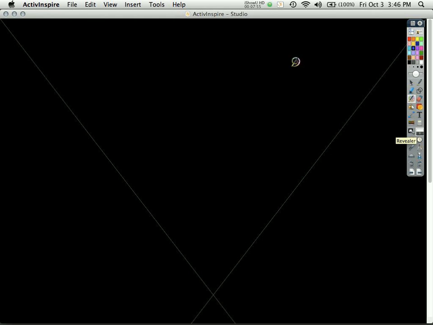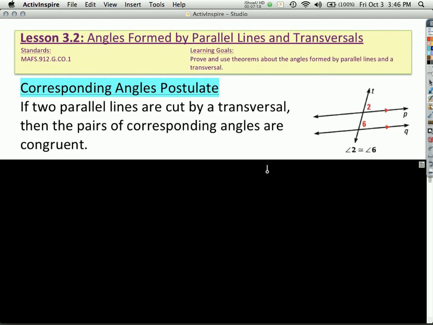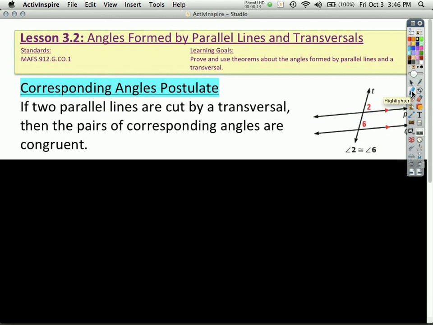So, we start out with the corresponding angles postulate. Don't write anything. If 2 parallel lines are cut by a transversal, then the pairs of corresponding angles are congruent. So now we do not just have a pair of corresponding angles. Now we can say that those corresponding angles are congruent to each other. That's when we have parallel lines. And that is called the corresponding angles postulate. Any questions about that?